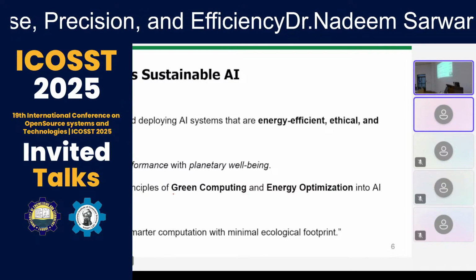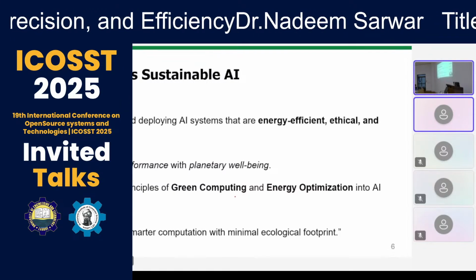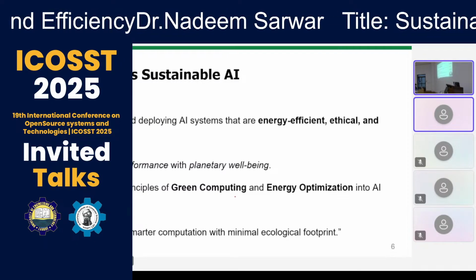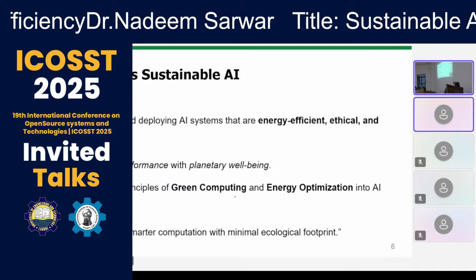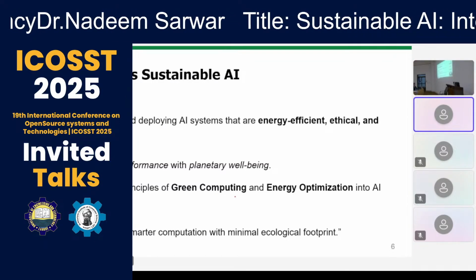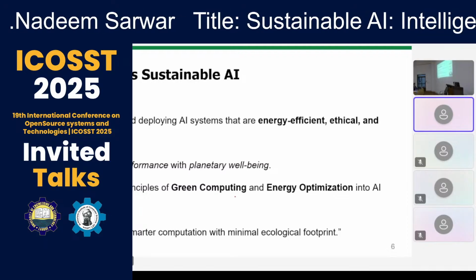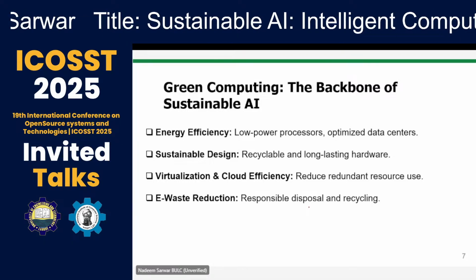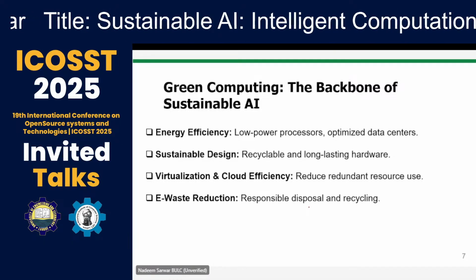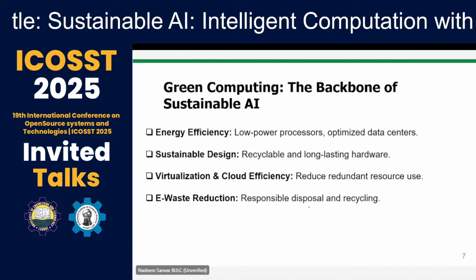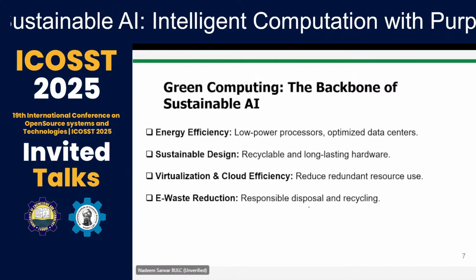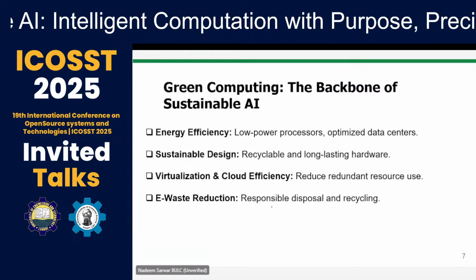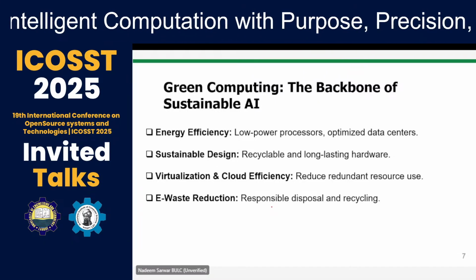If we can integrate green computing principles and energy optimization techniques into AI design, we can achieve sustainable AI. So our objective is smarter computation with minimal ecological footprint. Green computing is the backbone of sustainable AI. So we need to focus on energy efficiency, sustainable design, virtualization, and cloud efficiency to reduce redundant resource use. Because when we use such types of resources, we need to use sustainable concepts.